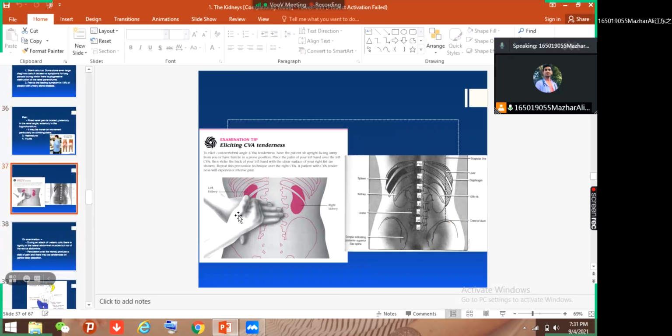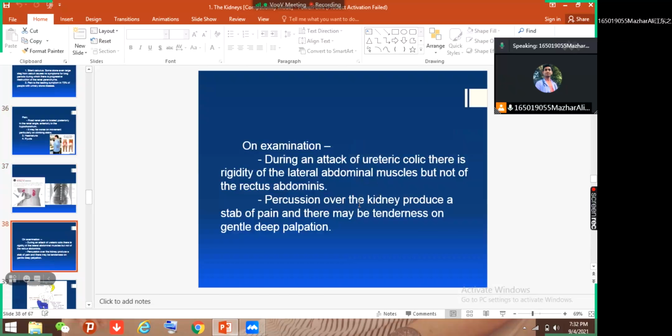And then we elicit severe tenderness. This is what we call the costovertebral angle. We palpate and tap the posterior lower abdomen just to ensure whether it's kidney pain or muscular pain. If this elicited tenderness is positive, this confirms it may be a kidney problem. So this is how you do the percussion on examination.